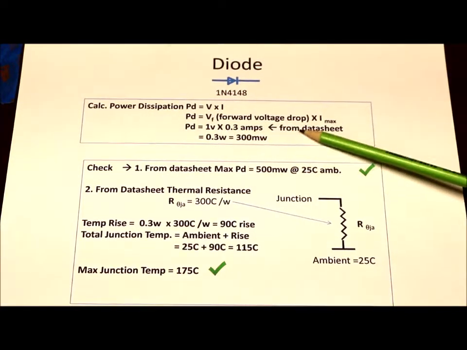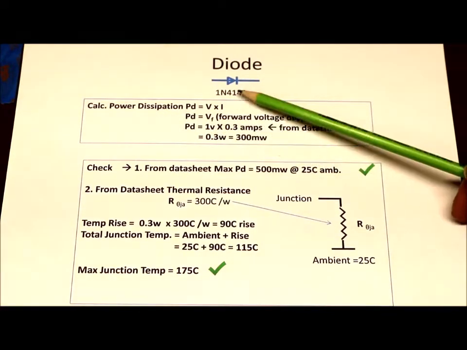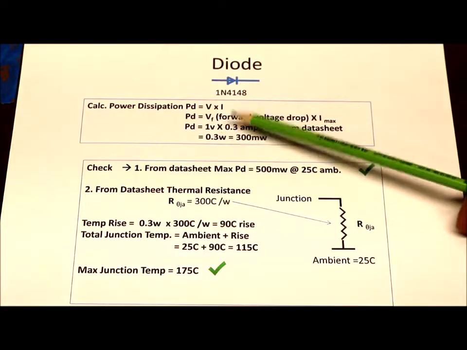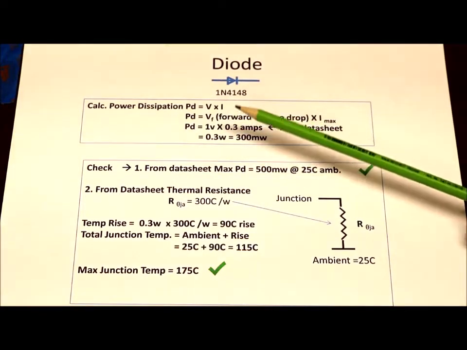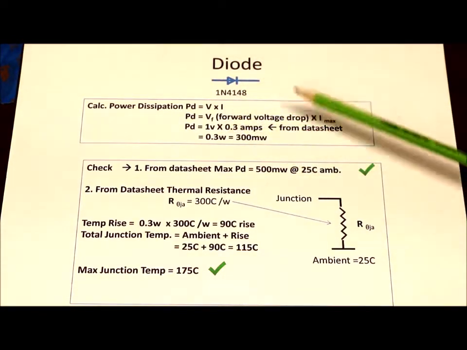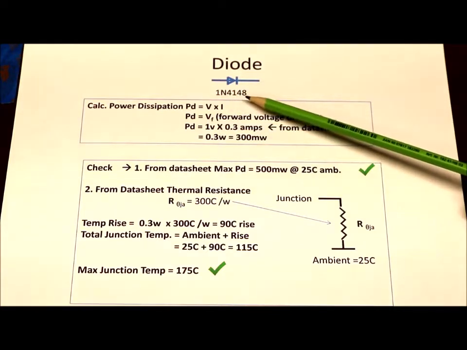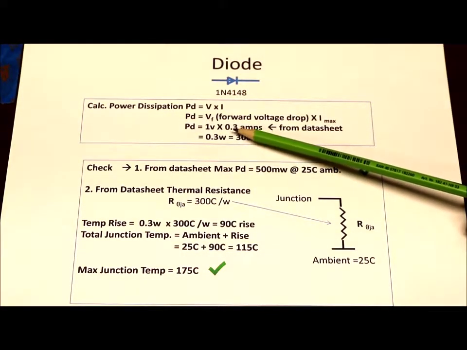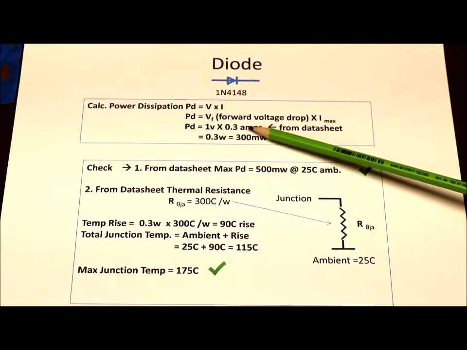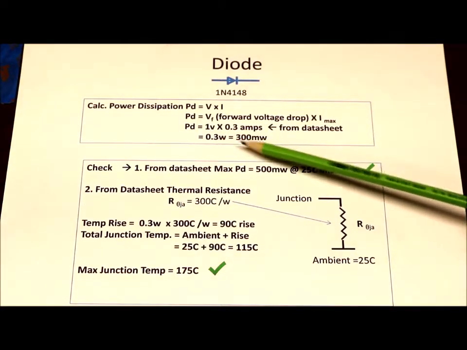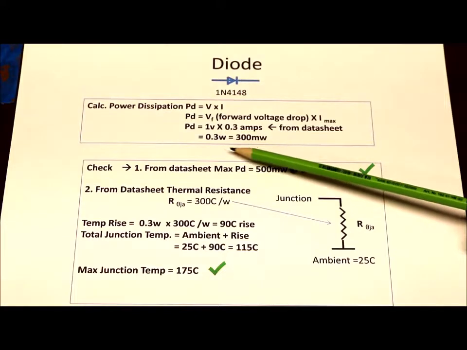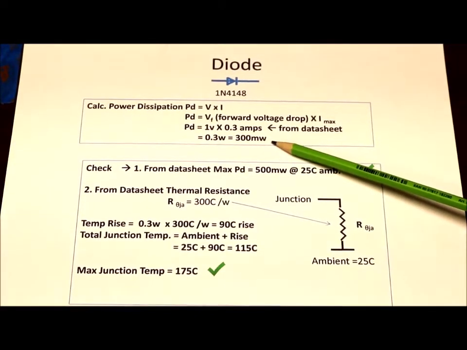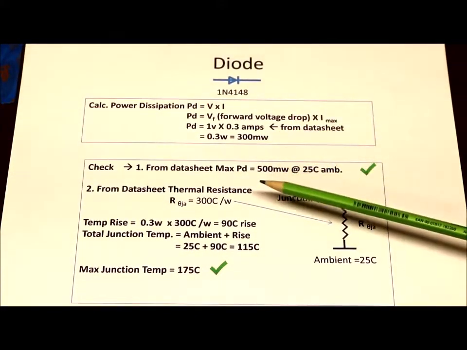In this case, from the data sheet, the voltage drop across this particular diode is 1 volt. It may be different for an LED, it probably will be, maybe 2 or 3 volts. But from the data sheet on the 1N4148, it's a 1 volt forward voltage drop, and the maximum current is 0.3 amps. If you multiply those two together, you can see the maximum power dissipated is 300 milliwatts.